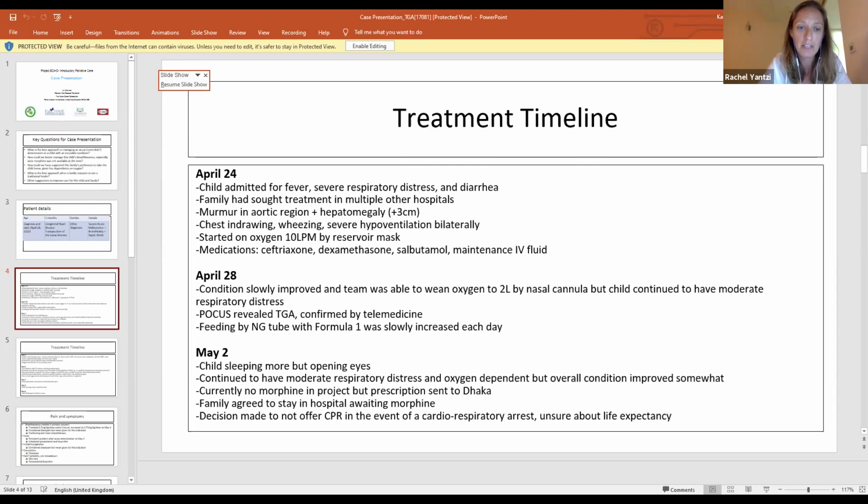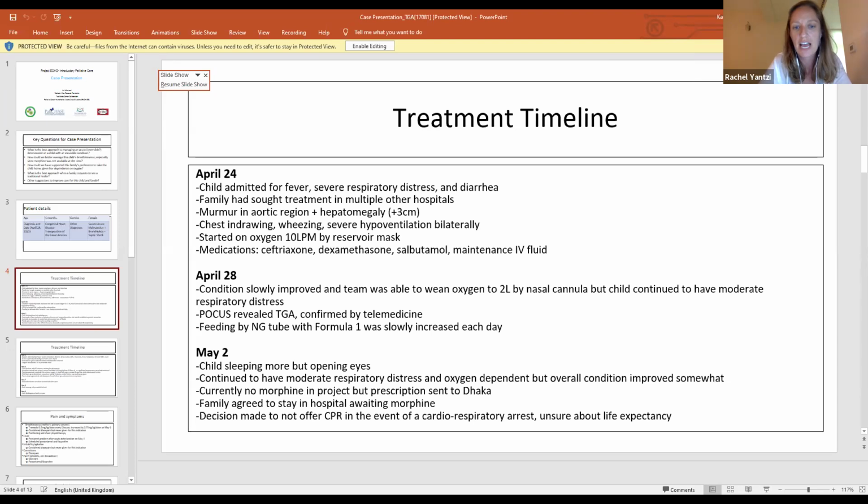At the time, the family was asking about going home, and so we were looking to see about the possibility of offering morphine to her because of the breathlessness, but we didn't have anything in the project. So we did send a prescription to DACA to see if we could get morphine, but it hadn't arrived at that point yet. The family at that time agreed to stay in the hospital because they felt that the morphine would be helpful for the symptoms.